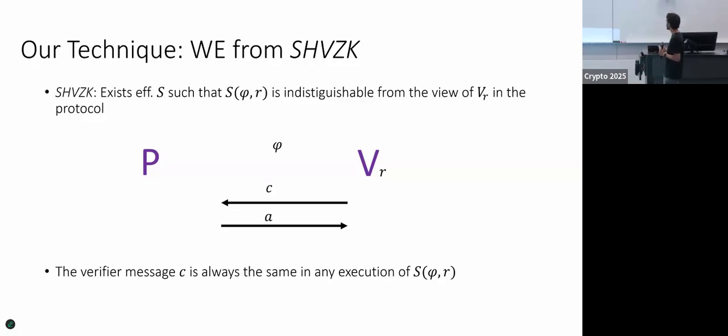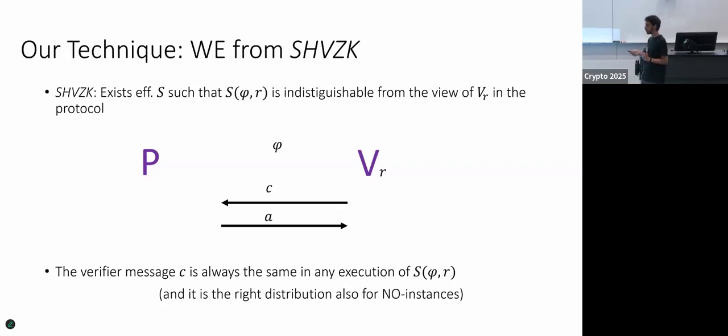And this also helps because we choose the randomness of the verifier. The first message is distributed according to the real distribution of the verifier message, even if we start with a no instance, because we have the ability to choose the randomness of the verifier, so we can compute the first message of the verifier using the randomness. So now we have a promise also for no instances. This is one reason we are able to get witness encryption.